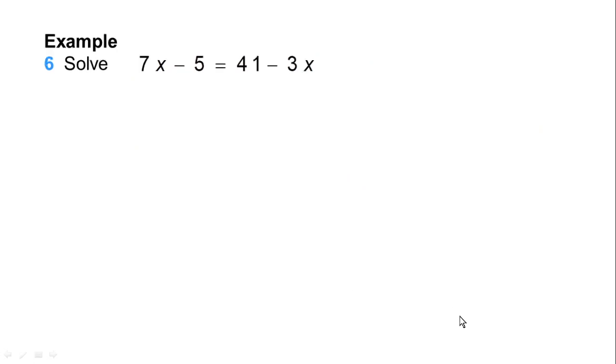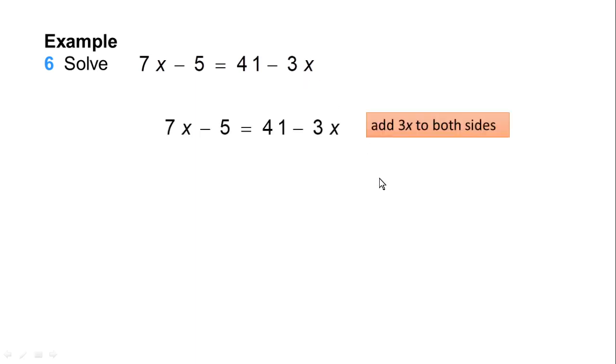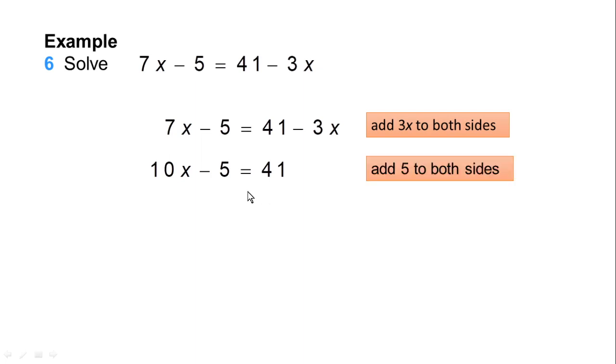Next example. Example number 6. 7x minus 5 is equal to 41 minus 3x. What will I do? Since I have negative 3x, I'll add 3x to both sides. Okay? So if I add 3x to both sides, 7x plus 3x will become 10x. Then 41 will be left behind because negative 3x plus 3x will be 0. Okay? I want to remove this minus 5. I'll add both sides by 5.